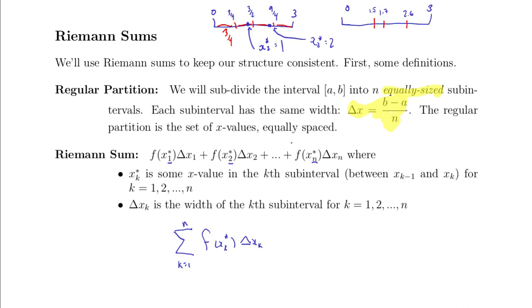The star is representing the fact that it's any x value in this subinterval, and then the k is like a counter telling you which subinterval it's a part of. And then delta x sub k is the width of the kth subinterval. The first subinterval is going to have a width of delta x1. The second subinterval is going to have a width of delta x2. Now for us, we're going to use a regular partition, meaning they're all going to have the same width.